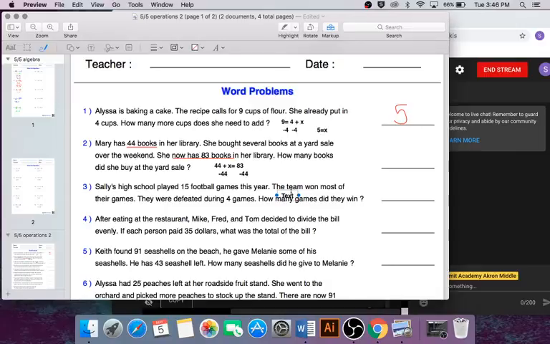So on the left side, we're just left with x. And on the right side, we have 83 minus 44, which is 39. So our answer is that she bought 39 books at a yard sale.